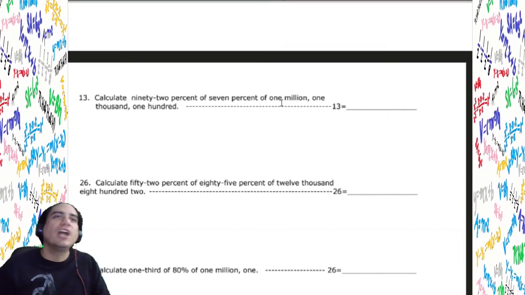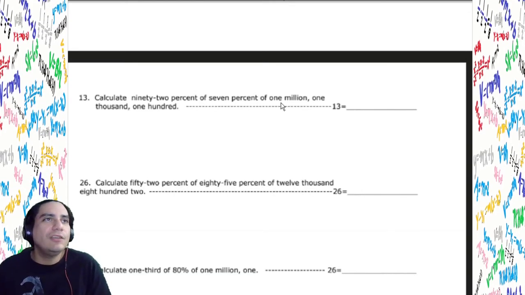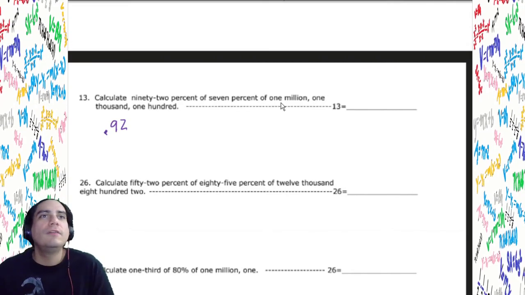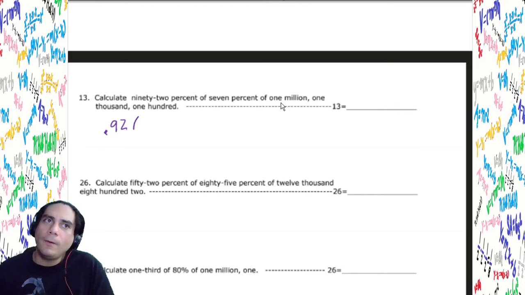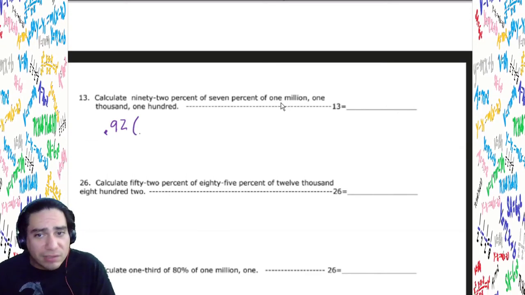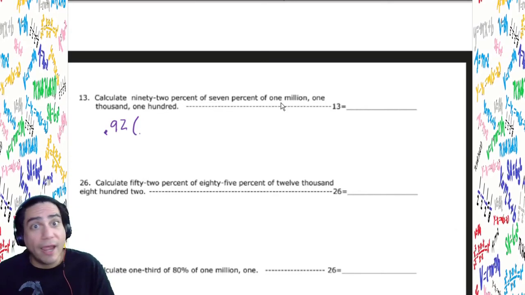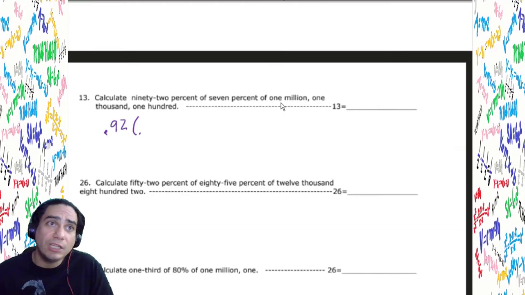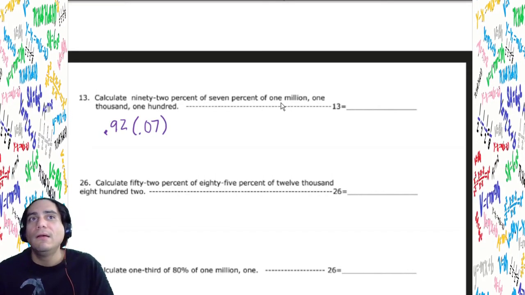Let's keep it going. Calculate 92% of... Well, let's go ahead and set it up. 92%. Let's not use 92 over 100. Let's use decimal 0.92. That's why we got to know our equivalency. It makes these problems faster. Of 7%. Oh, man. Don't put 0.7. You put 0.7, you got yourself a big boo-boo. You're going down the drain. It's not 0.7 because 0.7 would be 70%. It's 0.07. All right. You make sure you get that correct.